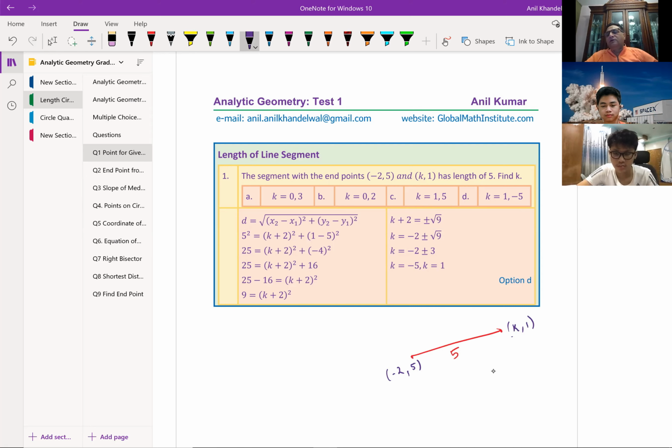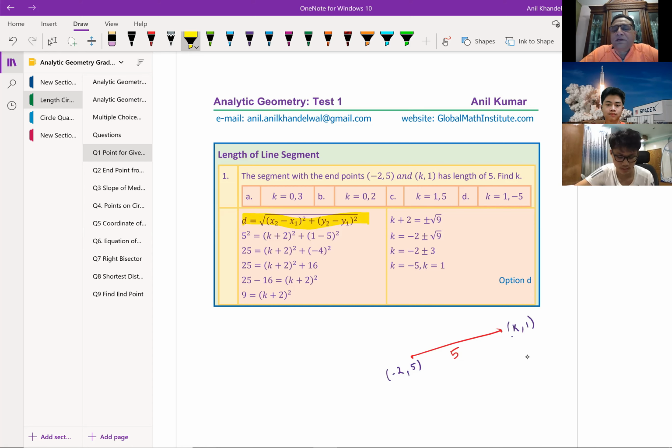So we are given the length. So how will you find the value of k? Can you tell me what is going to be your approach? So basically, we can see that the total length is 5, which is also the distance between the 2 endpoints. So we can use the distance formula for this. Perfect. That's what we did.